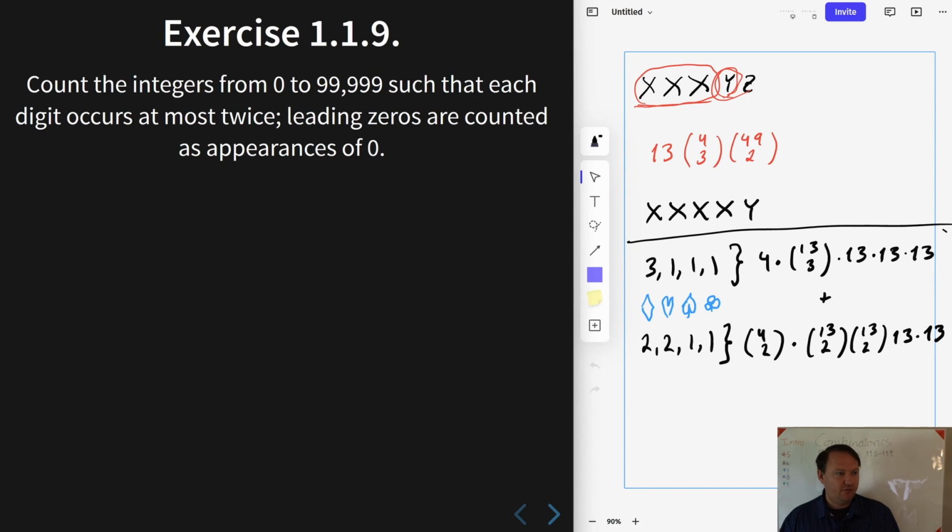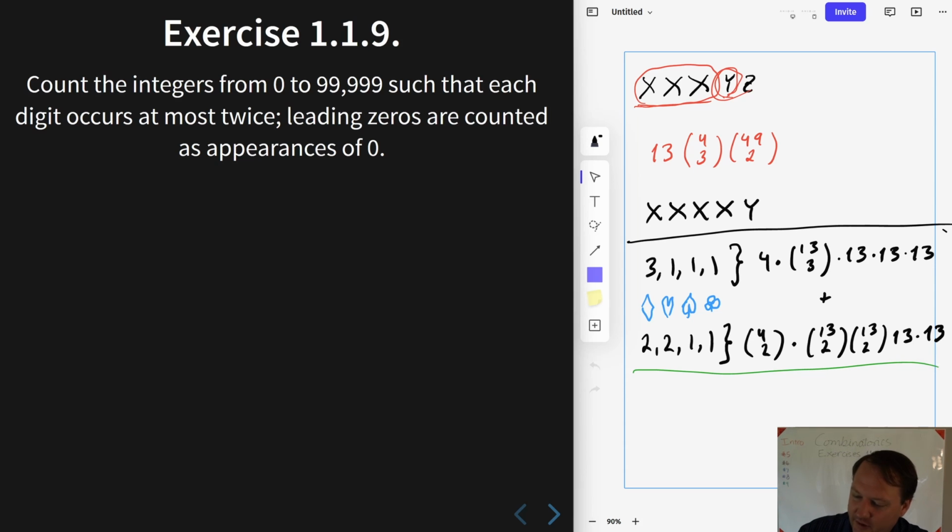So for the next one, we want to count the integers from 0 to 99,999 such that each digit occurs at most twice. Leading zeros are counted as appearances of 0. The solution here, or at least one solution to this problem, is very similar to the previous one.